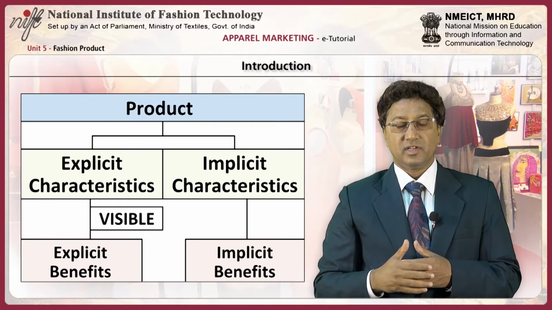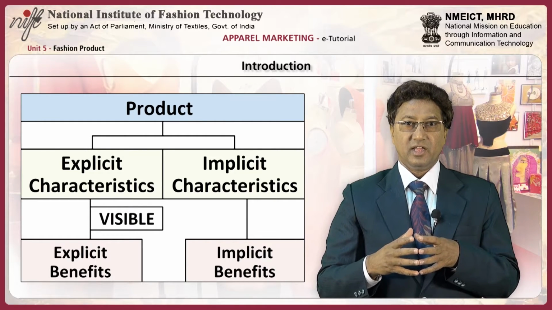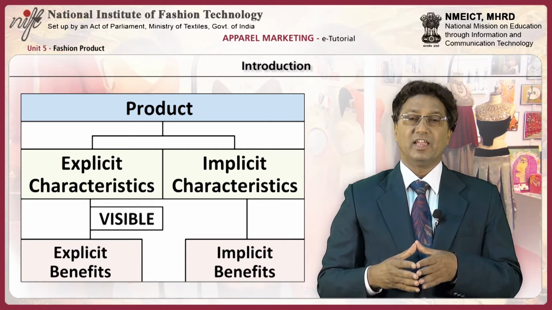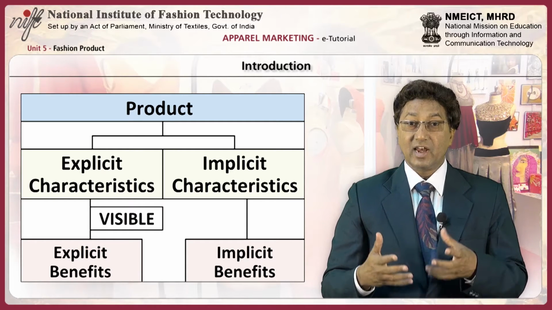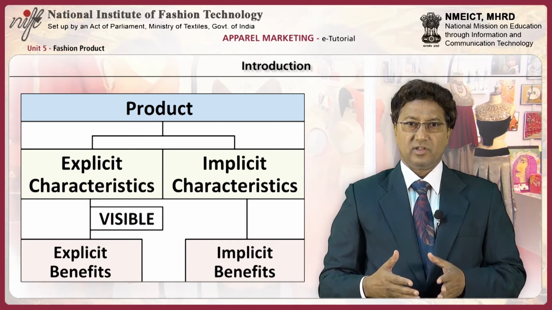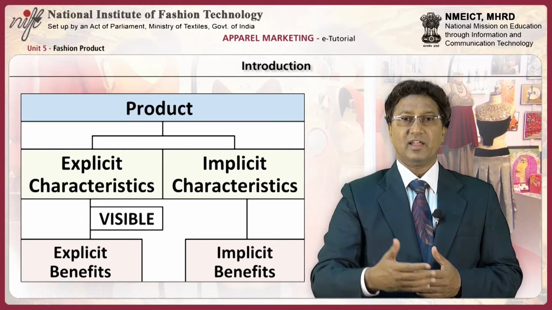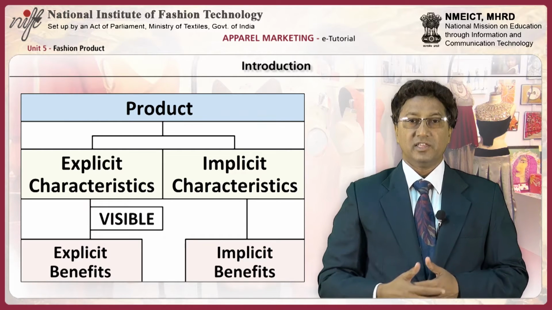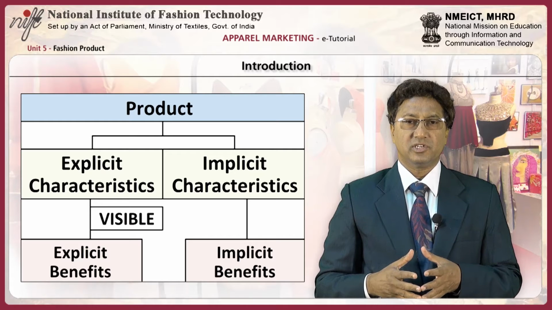For a customer, it need not be only one physical aspect. Even services like bank, telecom, railways, airlines, they are all branded like Kingfisher Airlines or Indian Railways, HDFC Bank, ICICI Bank. These are all products which are offered to the customers.